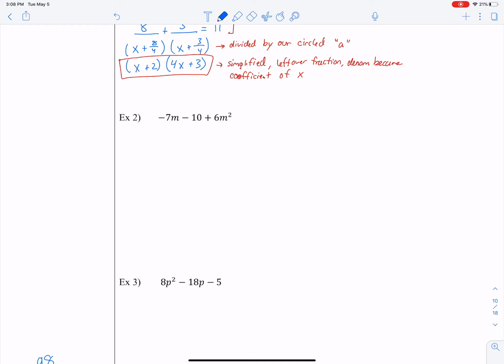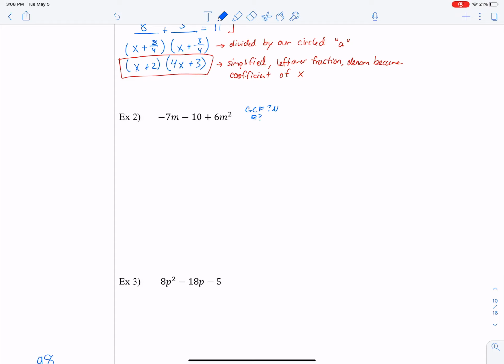So here, we're going to start off looking for our greatest common factor. So we have an m, a nothing, and an m squared, so we can't take out a letter. Then we have 7, 10, and 6. So there's nothing that will divide those three numbers. So there's no greatest common factor.